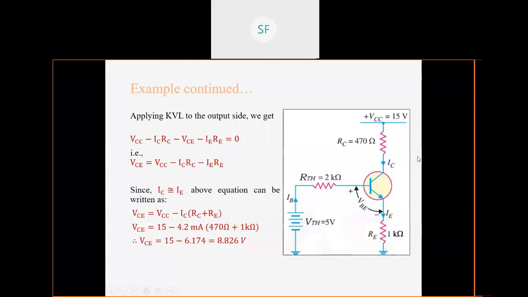Again you have to apply KVL on the output side, right? Just ये practice करो, मतलब आपकी गलती नहीं होगी फिर. Again drop will be like this, plus minus VC. Don't forget VC. Okay, this is VC. Then again this is IERE. So again we got this particular equation, VCC minus, because the sign of all drops is nothing but minus only. So VCC minus ICRC minus VC minus IERE. We have replaced this particular IE by IC, because we know that IC is approximately equal to IE.